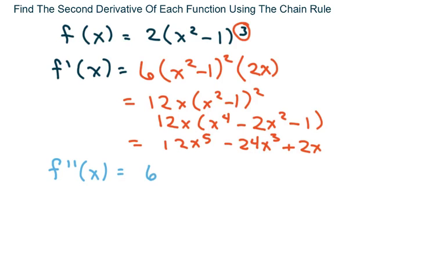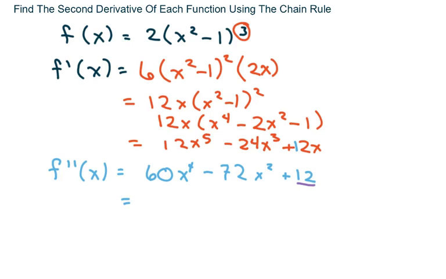So that's going to be 60x to the 4th minus 72x squared plus 12x, plus 12, sorry. This should have been a 12. So plus 12. Alright, and then what you should do, keep practicing.